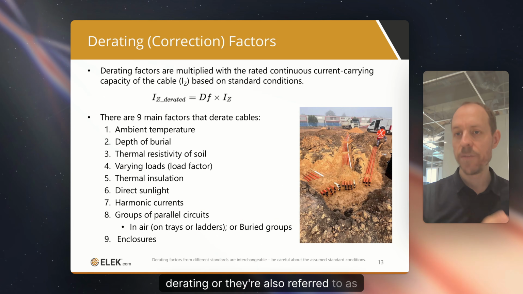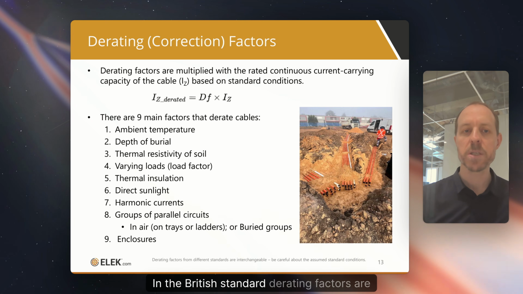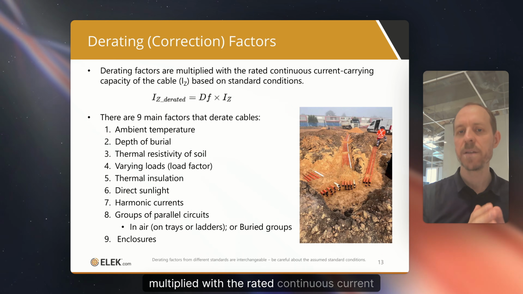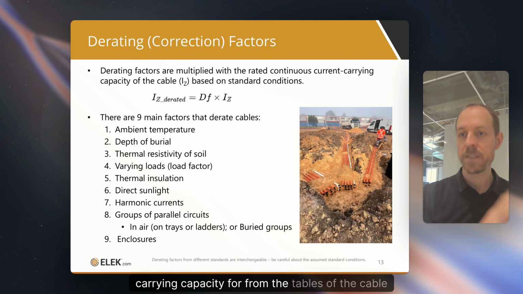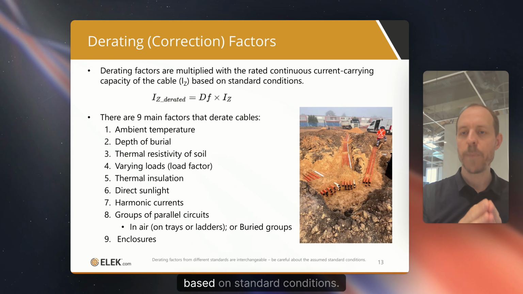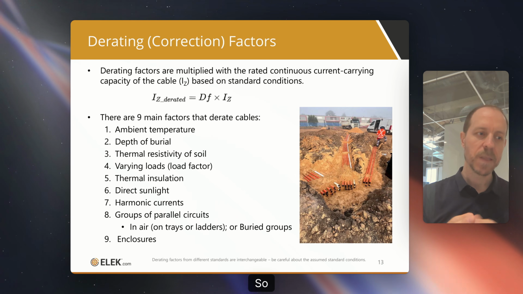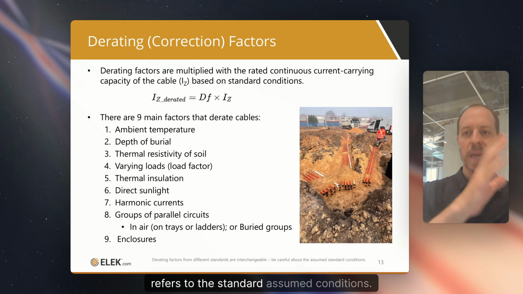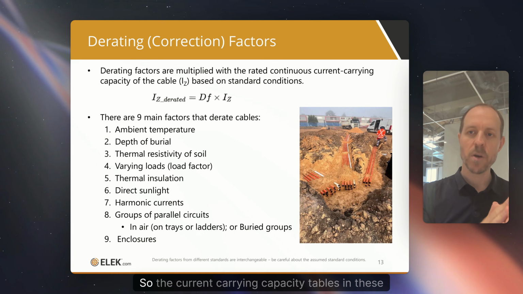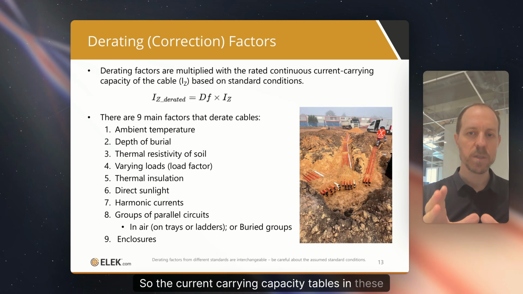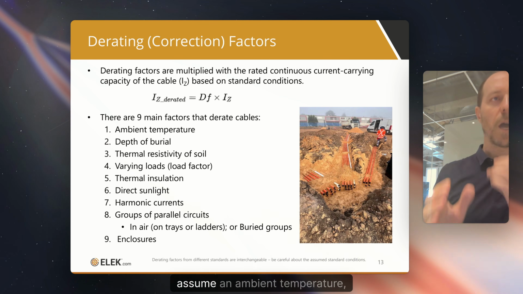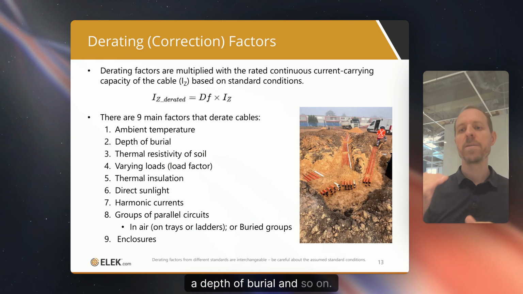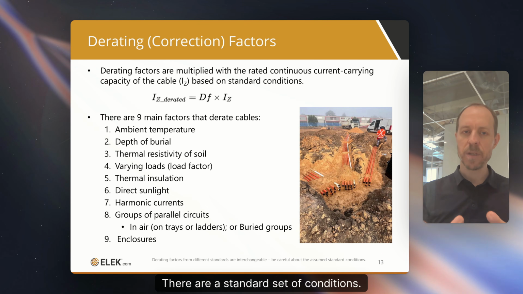Derating factors, also referred to as correction factors in the British standard, are multiplied with the rated continuous current carrying capacity from the tables of the cable based on standard conditions. So a derating factor of 1 refers to the standard assumed conditions. The current carrying capacity tables in these low voltage standards assume an ambient temperature, a depth of burial, and so on. There are a standard set of conditions.